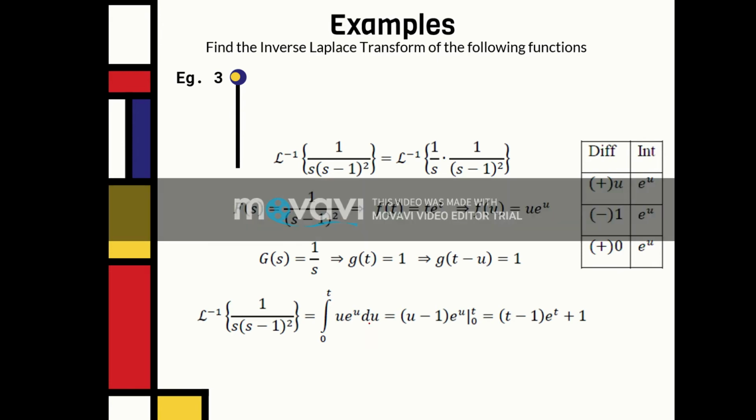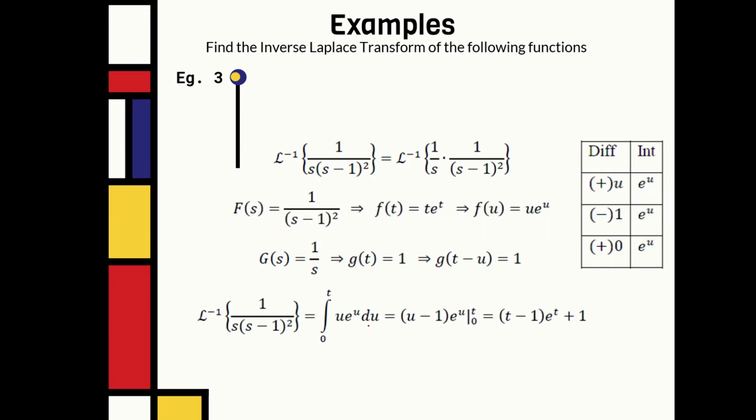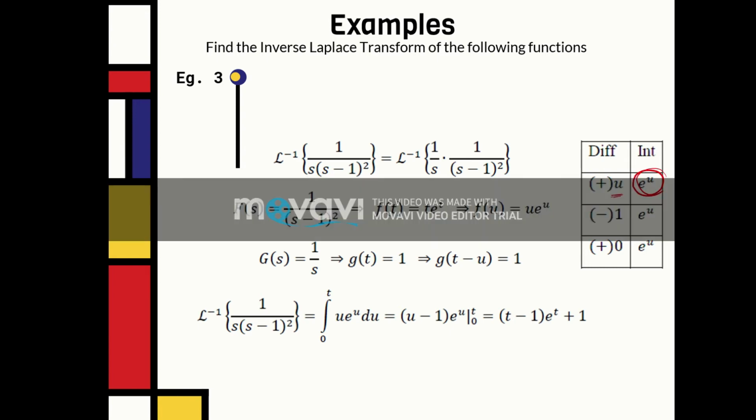Okay, which means you have to apply integration by parts, or in a shorter way you can just use the tabular method. You're going to choose u as the function that you need to differentiate, and exponent u as the function that you need to integrate. Differentiate u, you get 1; differentiate 1, you get 0. This is how you integrate exponent u.